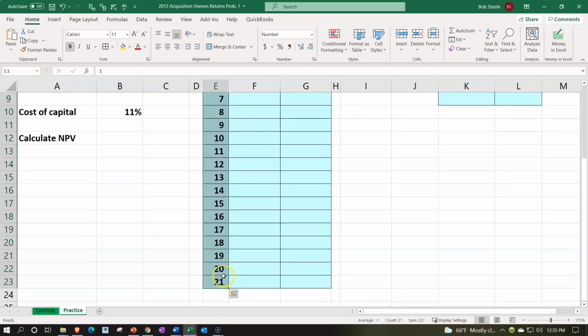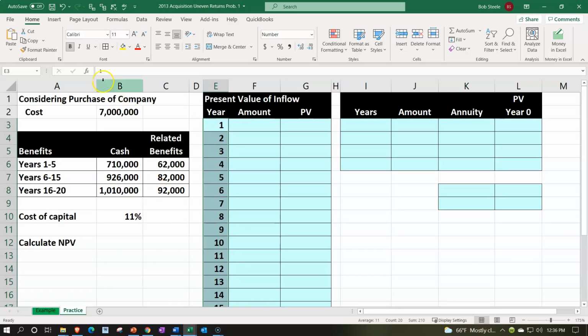Actually, I'm at 21 periods. The last one's going to be a total. Let's bring it down to 20. Okay, and then we're going to center that, going to alignment and centering. Then I'm just going to pull the amounts in. So for the first 5 years, we've got the 710 and the 62.